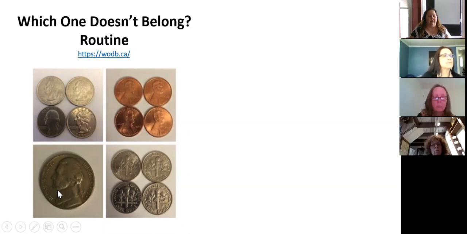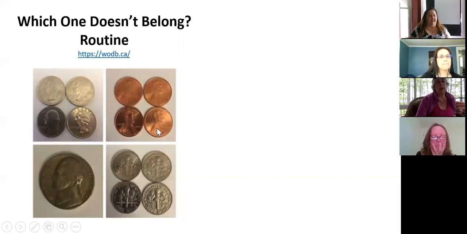The dimes, because that's the tails and the rest are all heads. Good. So the dimes are all showing their tails, not their heads. The pennies because of the color. Good, the color is different.